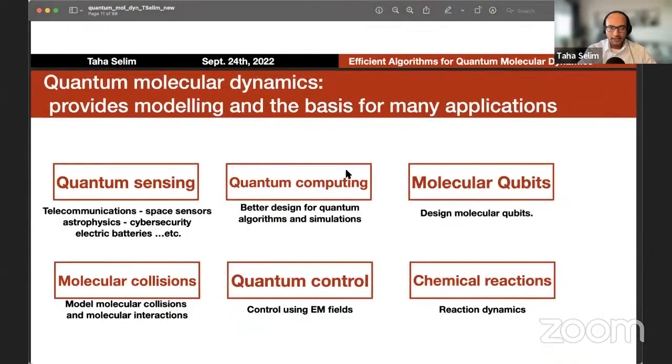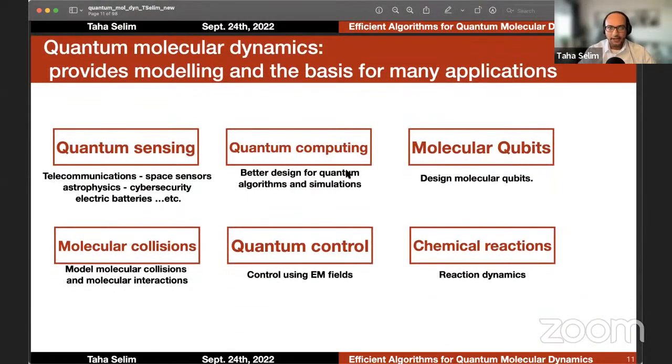Here we come to what kind of applications there are for quantum molecular dynamics. There are several applications. I'm highlighting a few of them here, like contributing to quantum sensing, and applications in telecommunications, space sensors, astrophysics, cybersecurity, electric batteries, and so on. Quantum computing: it gives better design for quantum algorithms and simulations. In molecular qubits, it helps in designing molecular qubits and molecular assemblers. Of course, it gives the models to describe the collision of molecules and molecular interactions.